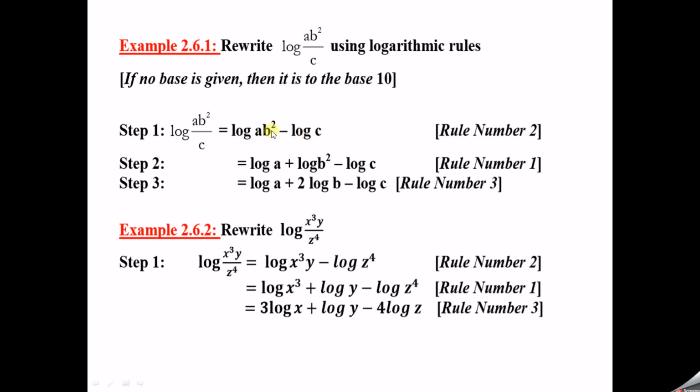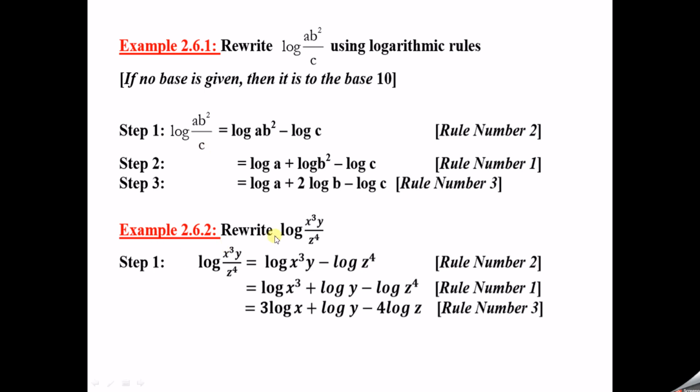Now logarithm of AB square, there is a product. So when there is product, we have to expand with plus. So logarithm of AB square is log A plus log B square, and already we have minus log C. Now in log B square, 2 is in the power. So the power can be taken before logarithm. Therefore, this is equal to log A plus 2 log B minus log C. So this power is taken before log and written as 2 log B. So this is how we expand logarithm of AB square by C.